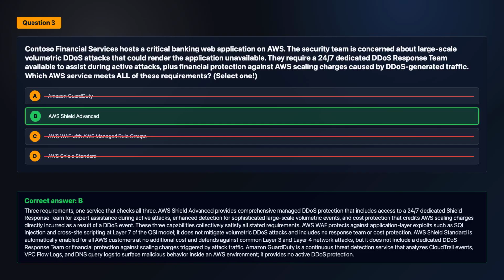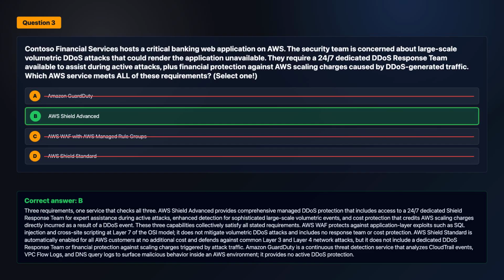AWS WAF protects against application layer exploits such as SQL injection and cross-site scripting at layer 7 of the OSI model. It does not mitigate volumetric DDoS attacks and includes no response team or cost protection. AWS Shield Standard is automatically enabled for all AWS customers at no additional cost, and defends against common Layer 3 and Layer 4 network attacks, but it does not include a dedicated DDoS response team or financial protection against scaling charges triggered by attack traffic.